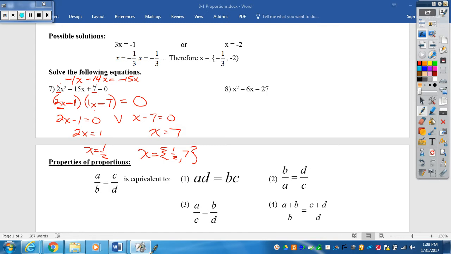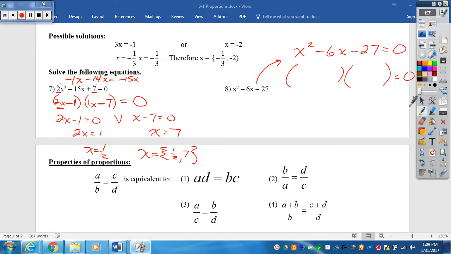For number 8, again, I would hope that you'd try these on your own first, because it's the only way to develop some confidence in yourself is when you do it on your own. But I need to set this equation equal to 0. In order to do that, I'm going to subtract 27 from both sides. I want this x squared to be positive. So I get this, subtracting 27 from both sides.